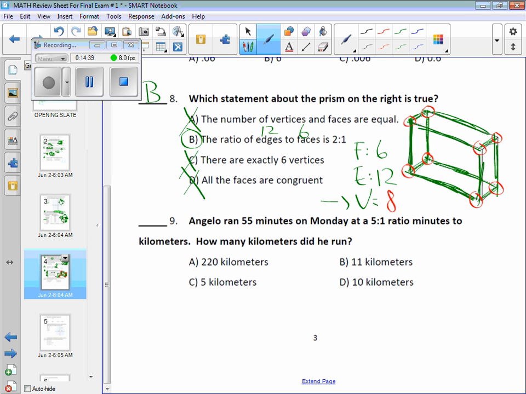Number 9 is a TRF again. Minutes to kilometers is my template. I'm going to take the ratio first. 5 to 1 equals, and then it's 55 minutes. Minutes is top. And then once hopefully you get to that point, you could see that my constant is what? Times 11. So 1 times 11 gets you B.